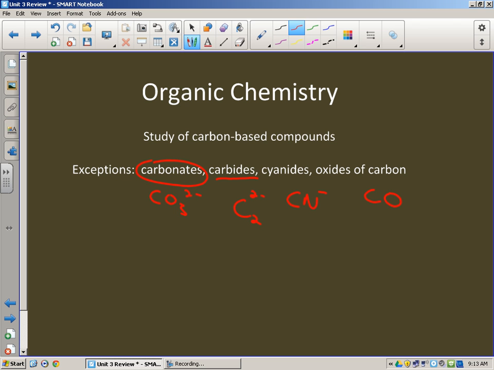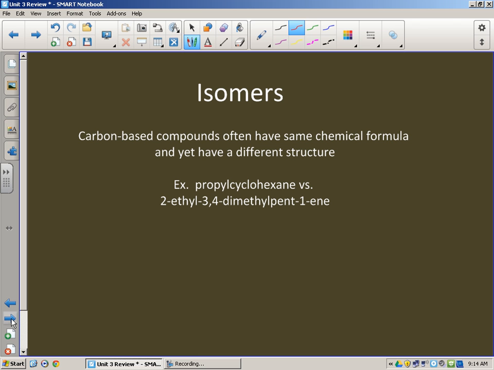Anything like carbon monoxide or carbon dioxide, those are not organic compounds. So we have to keep that in mind. All right. So carbonates, carbides, cyanides, oxides of carbon, things like that. Otherwise, there's a lot of organic compounds that we have.